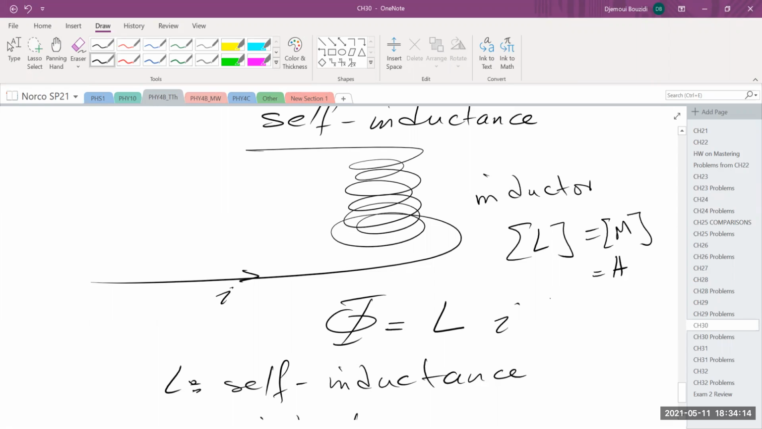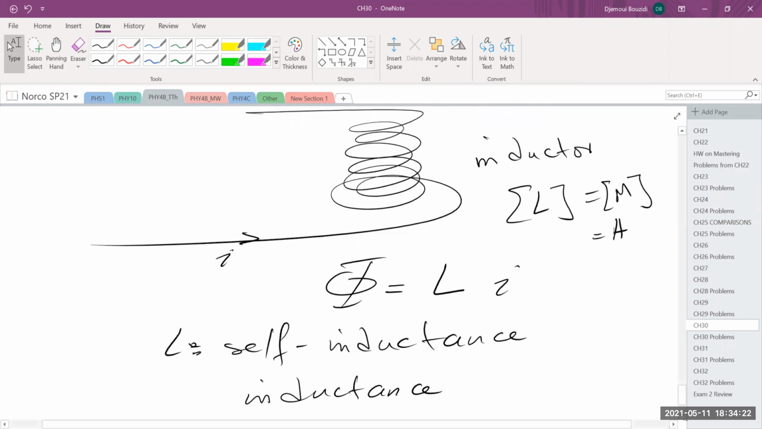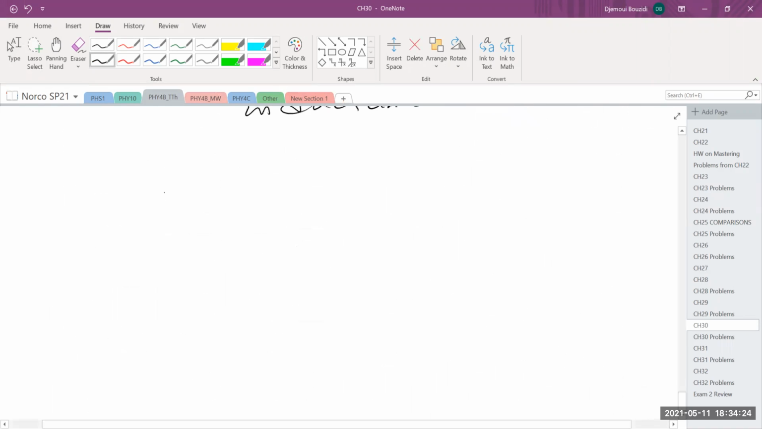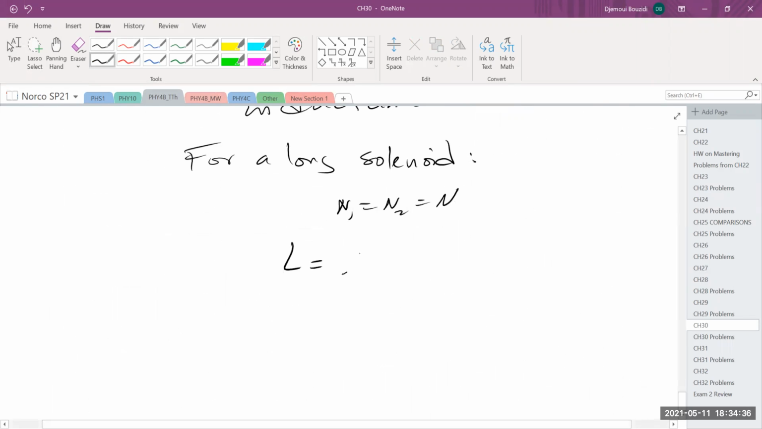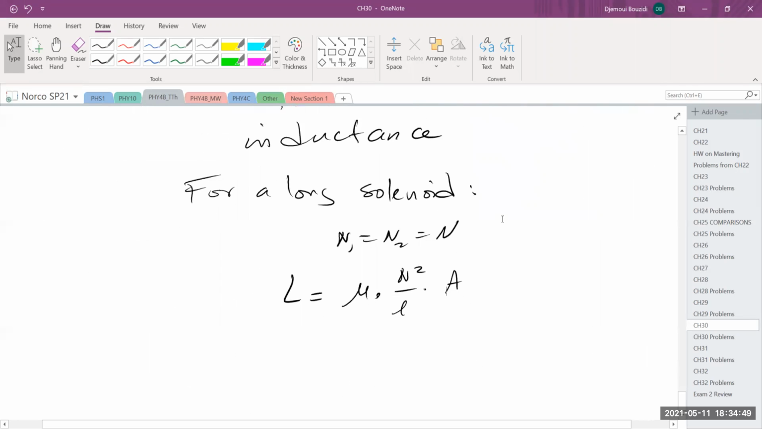So this is L. So let's take a solenoid now and try to find its own inductance. So it's going to be N1 is equal to N2 is equal to N. So for a solenoid, N1 is equal to N2, which is just the number of turns N. So L in this case is equal to mu naught times N squared divided by L times A. That's the end of it. Just make N1 equal to N2, which is N, the number of turns. So this is for a long solenoid.